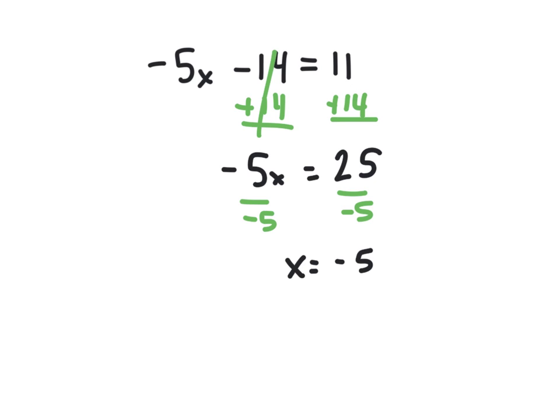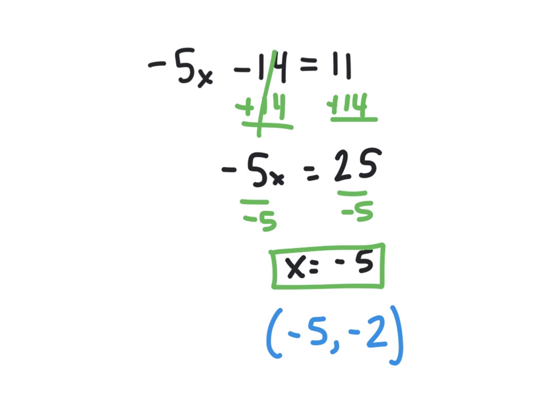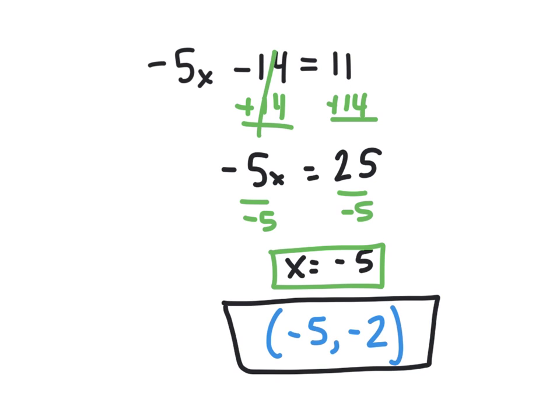We put this together with the y that we found earlier, and we have our solution. The solution is x, negative 5, comma y, which was negative 2. And we're in business. We've solved the system. Right? This is the ordered pair where the two lines cross if you were to graph them.